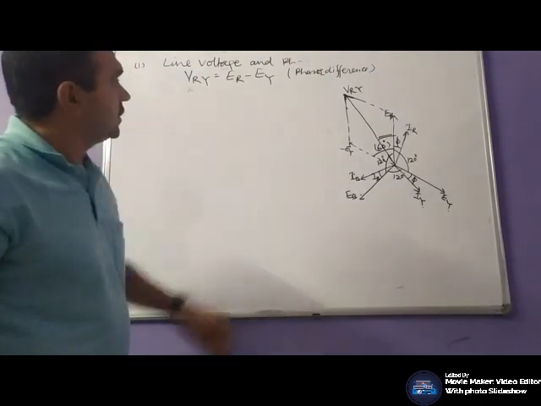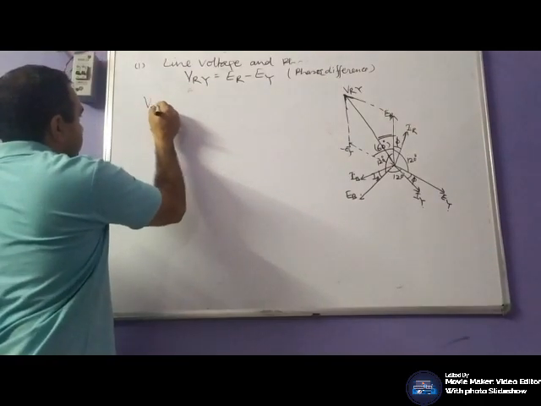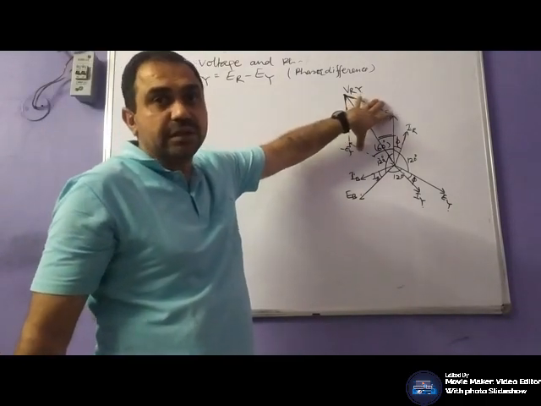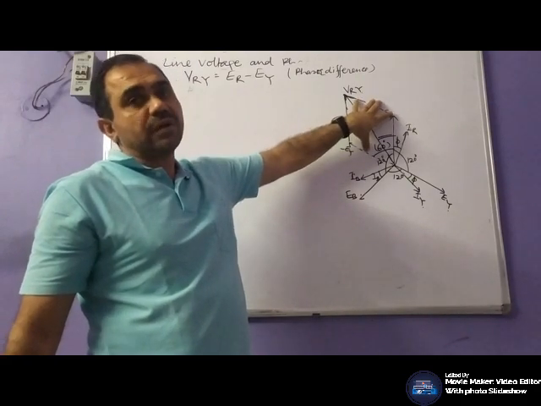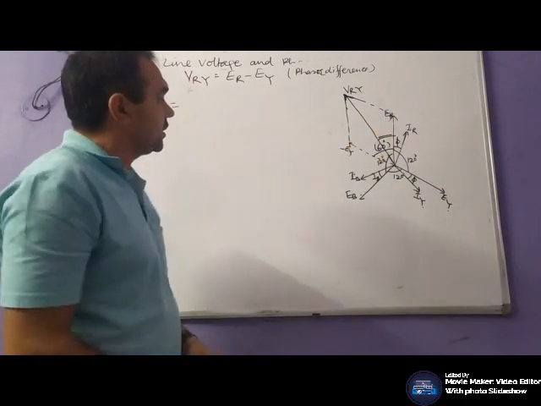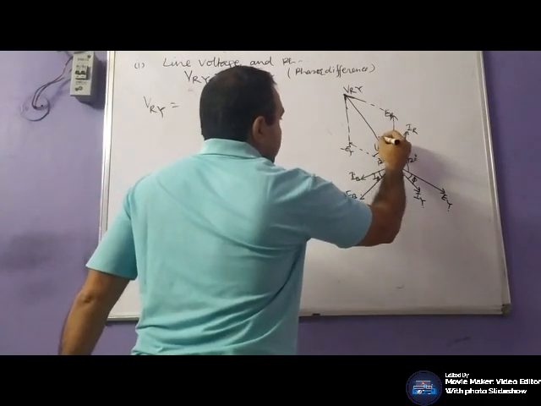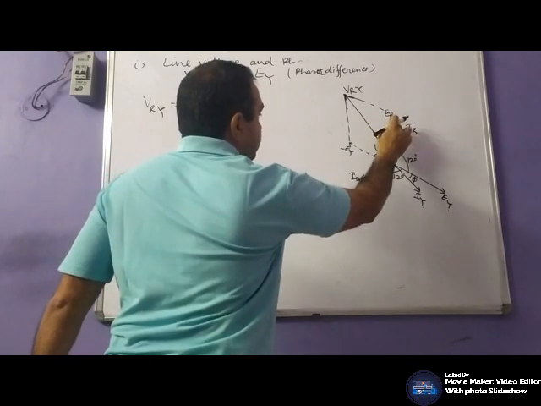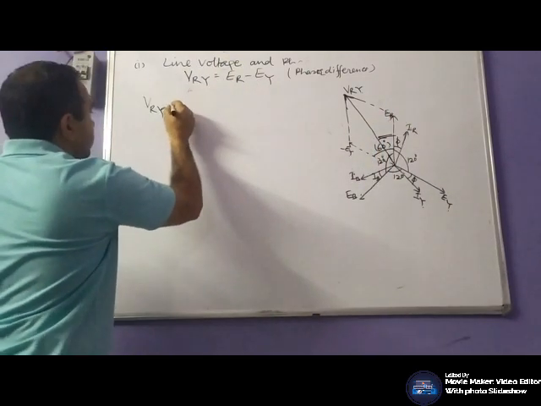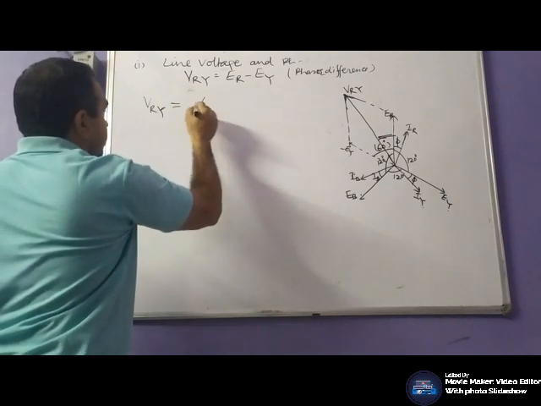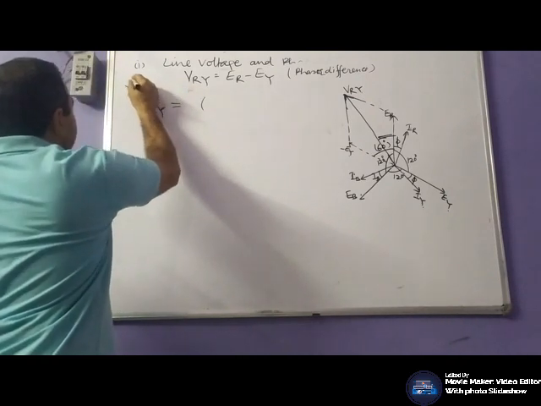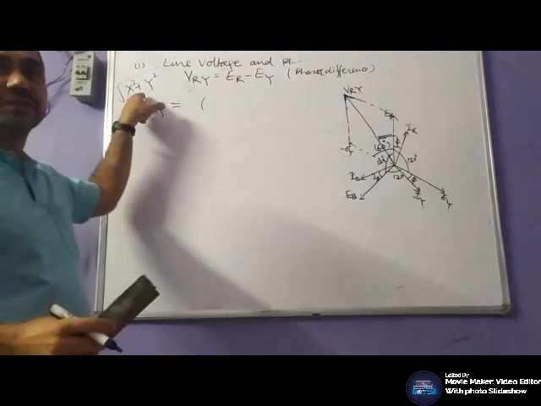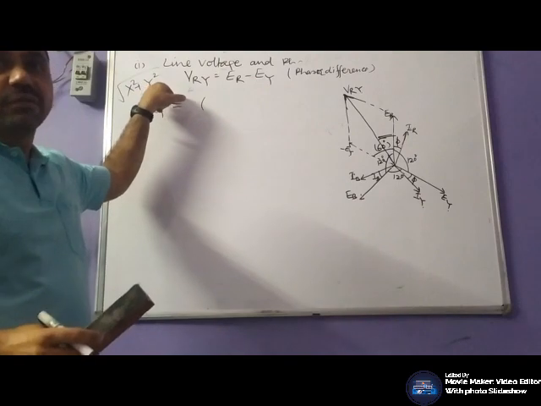What will be the VRY? We can simply find out either by using the parallelogram method or by using the method of components. Let us use the method of components. What is this angle? 30 degrees. VRY is the square root of x squared plus y squared, where x is the sum of horizontal components and y is the sum of vertical components.